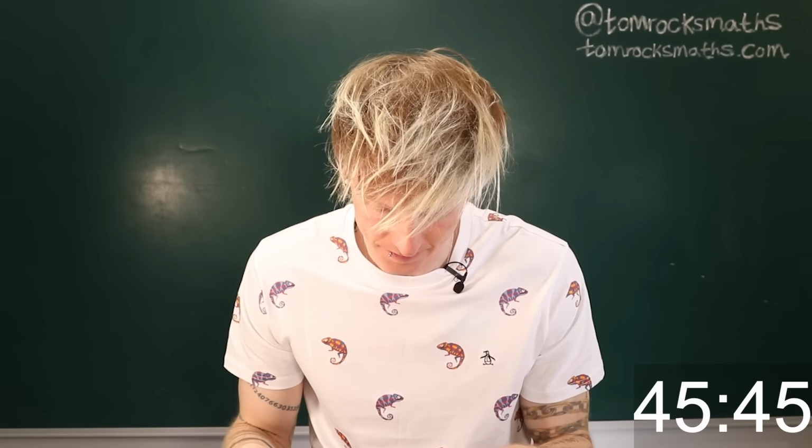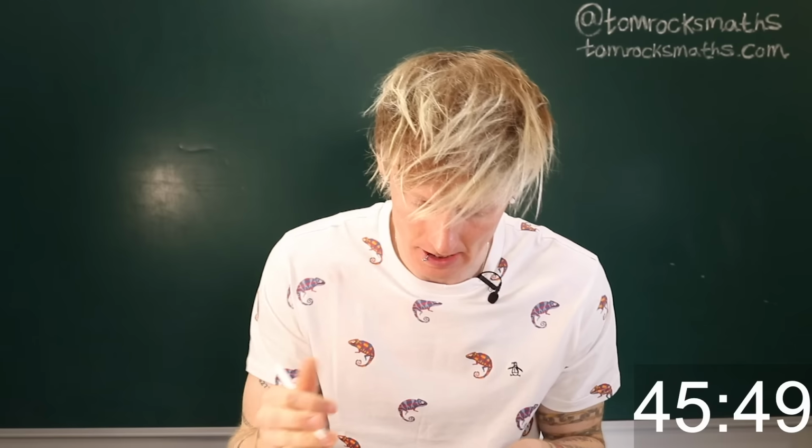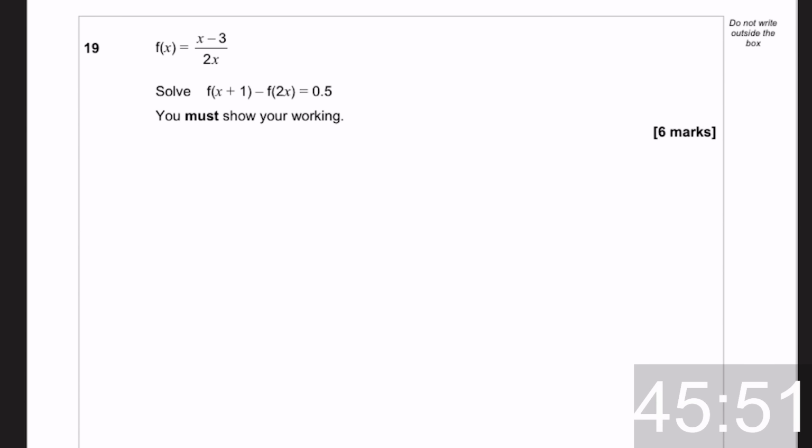Okay, now question 19, a function question. So f of x, what have we got? F of x is x minus 3 over 2x. Solve. Ooh, this is nice.